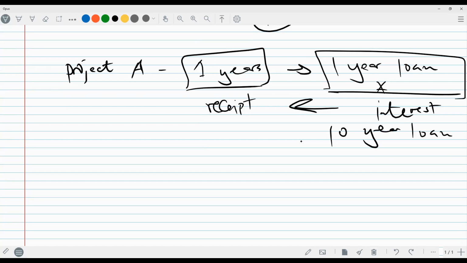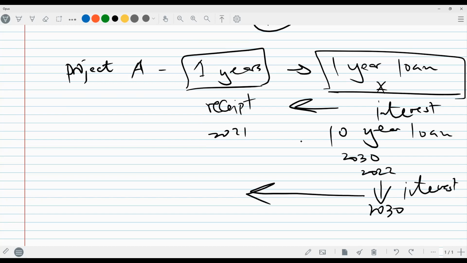Why? Because this investment's life is going to come to an end in the year 2021, for example. However, this loan you will pay until year 2030. That means in the year 2022 all the way to year 2030, don't forget you're paying interest on it. However, the interest you're paying here does not match with the receipt because the project came to an end in year 2021. That we refer to as the matching concept.